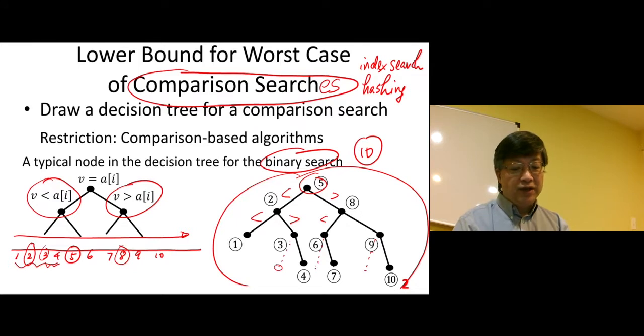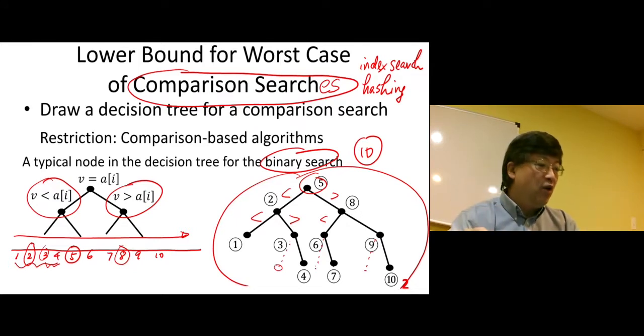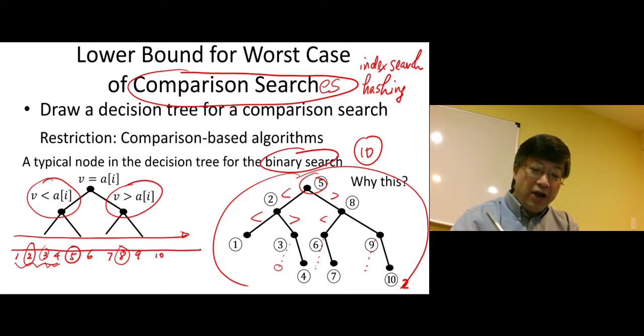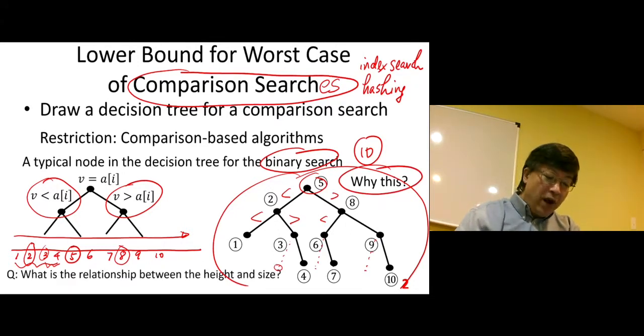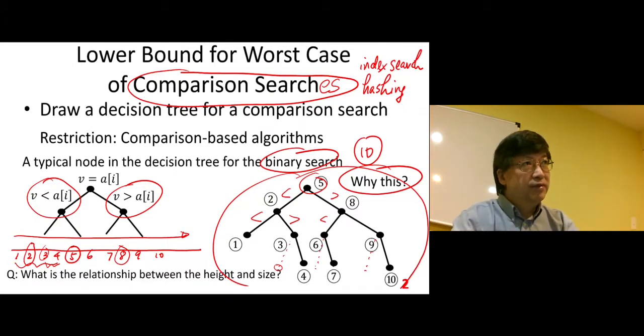So here you get the idea. We can always draw a decision tree for a comparison search, not necessarily binary search, any comparison search. So I explained how we get that. What is the relationship between the height and the size? We know the meaning of height, the worst case efficiency.